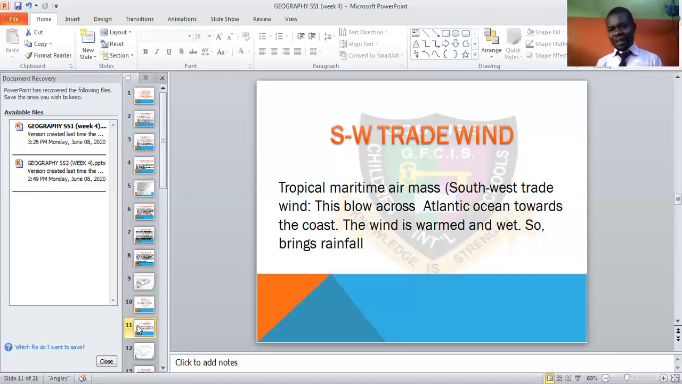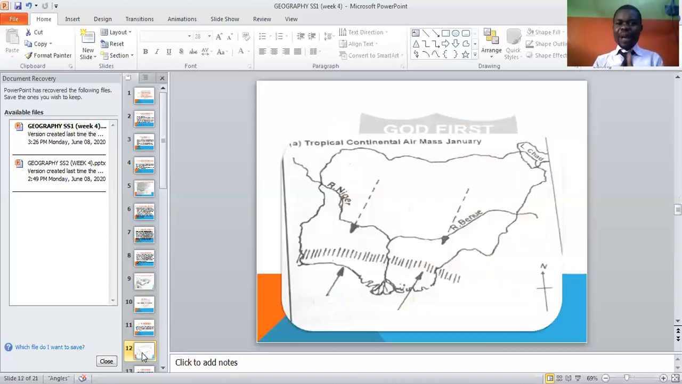We'll discuss the seasons later in the day. It is the one that carries rain, that's called wet season. It doesn't come with problems, it carries rain. There's another one called tropical continental, the north one. The one I've shown to you is the southwest trade wind.